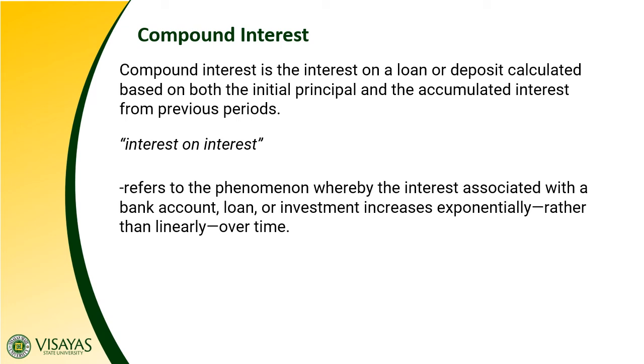For first year, 10,000 times 10%, that is 1,000. So, bali, may 1,000 ka natubo after 1 year. Then, for the following year, another 10,000 times 0.1 or 10%. So, another 1,000 siya. Pero, sa compound interest, that is a different thing.